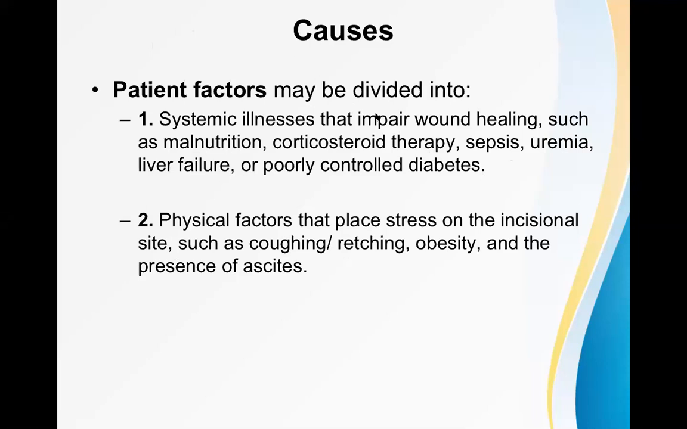On top of that, if certain physical factors are present, then they place stress on the incisional site, like coughing or retching. Retching means a stage just before vomiting. Obesity and the presence of ascites. All of these put a lot of pressure on the incisional site, and that may lead to dehiscence very easily. Now, cough. We all know cough will increase the intra-abdominal pressure because it will push the diaphragm downwards. That is a very important cause of wound dehiscence, especially on the abdominal wall.